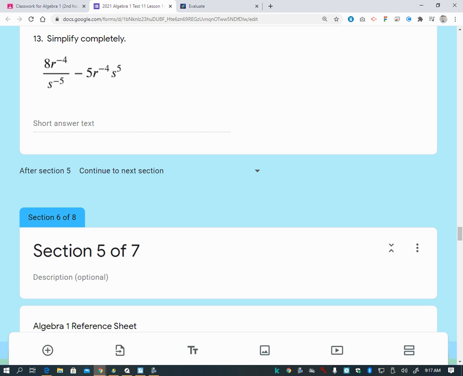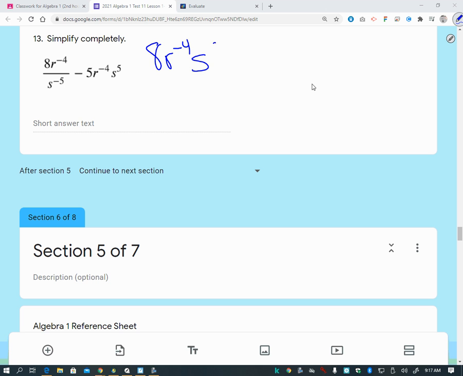$13, same kind of story, right? What would I do first? Do what? Baker, bring what to the top? Okay. So I'm writing what? 8r to the negative fourth. Okay, what's next?